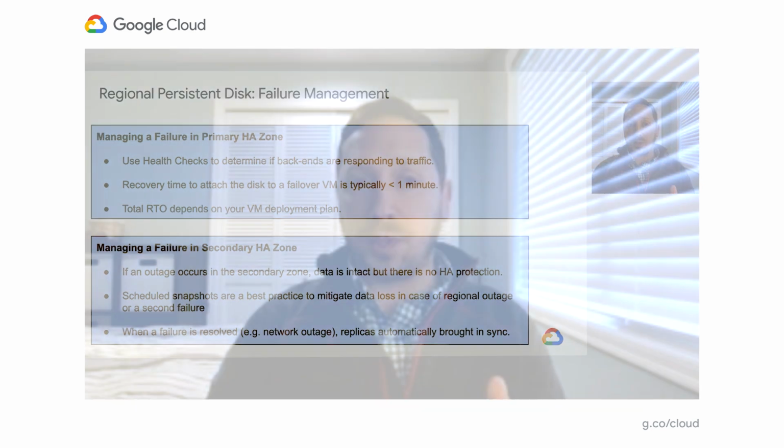The other thing that's important to know about regional persistent disk is catch up and failure recovery is automatic. So let's say there's a network outage in replicating to the second zone. Once that's resolved, the replicas will automatically be caught up and brought in sync.